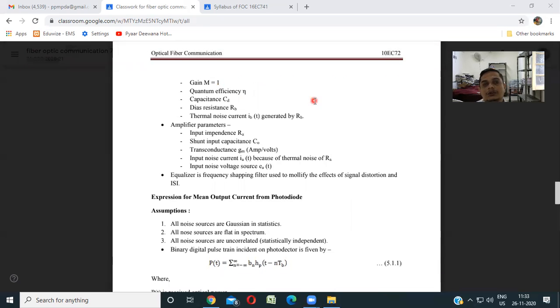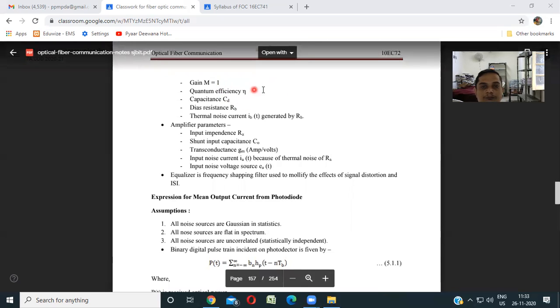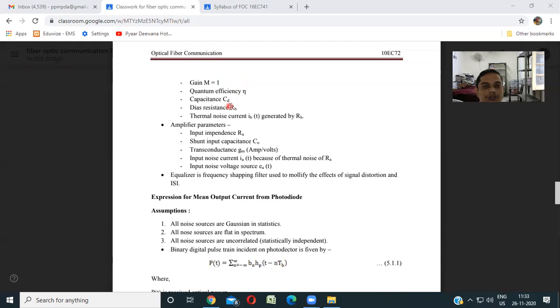Or for this, number of electron hole pairs generated to number of photons incident. So that is the quantum efficiency. Number of electron hole pairs generated to the number of photons incident. So that is a ratio, that is the quantum efficiency. Then we have the capacitance CD, bias resistance RB, and the thermal noise current. Already I have explained about this, generated by bias resistor RB.